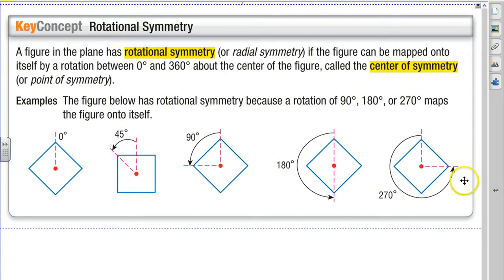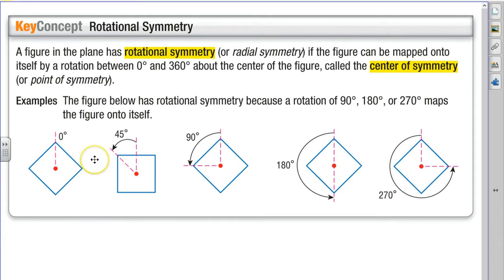Now you might say, what about 360? We don't count 360 or 0 because 360 is a whole rotation, so it doesn't really count for us. Same thing with 0, it didn't move at all. So both of those give us the same figure if you rotate 0 degrees or 360 degrees, but they're not important for us because every figure has that kind of rotational symmetry.